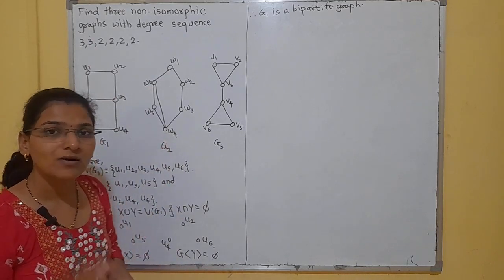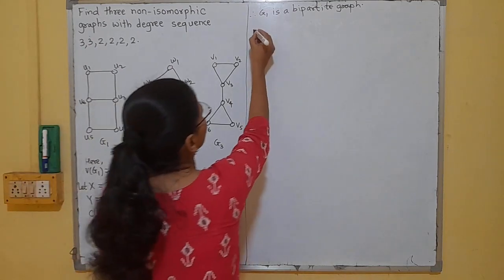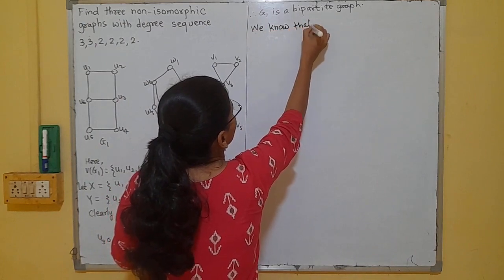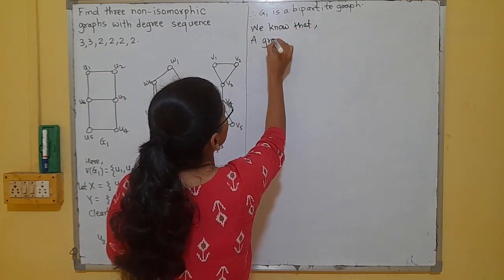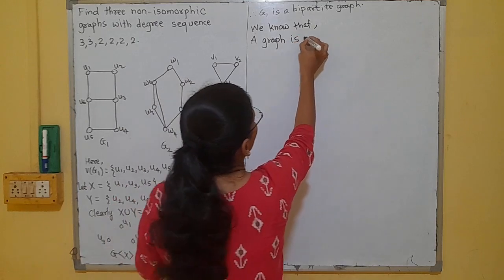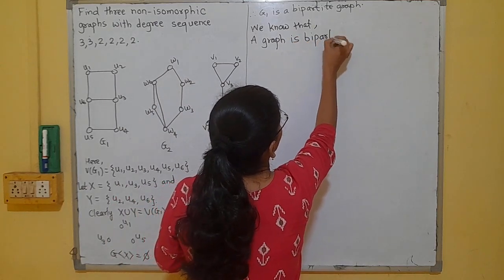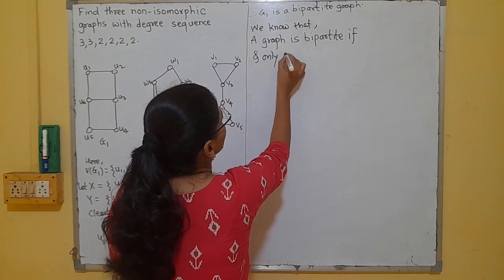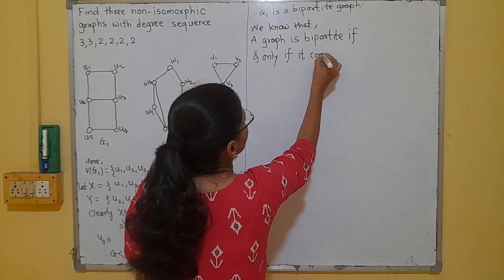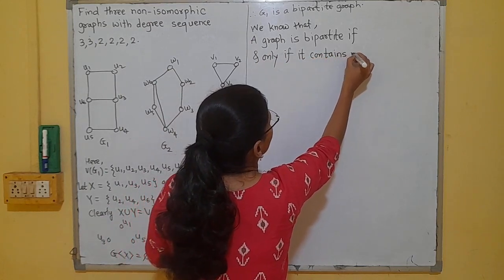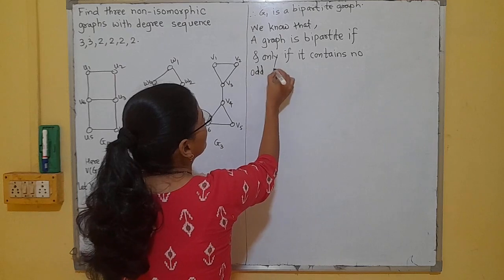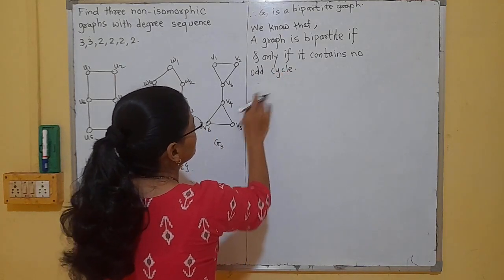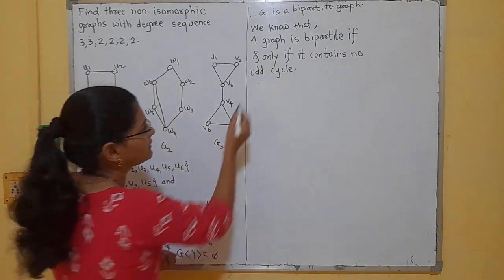That means G2 has an odd cycle. And we know the result. We know that a graph is bipartite if and only if it contains no odd cycle. Therefore, first we will write G2 contains odd cycle.